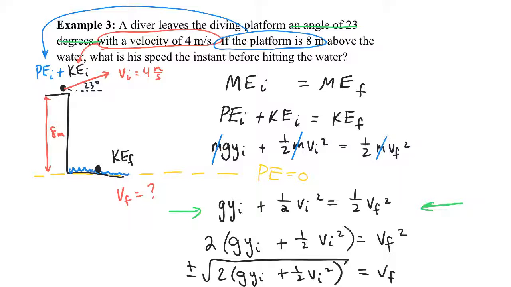Can I get a reliable answer from someone, please? Bridge? 13.15, rounding to 2. Agreeable? Yeah. All right. Okay, and again, I'm using the positive value because we're looking for the speed of the diver.